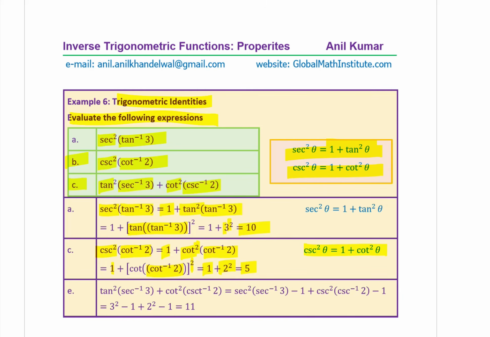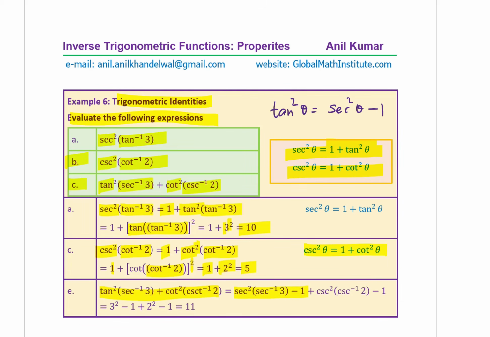Now let's do part C, which is tan square secant inverse 3 plus cot square cosecant inverse 2. So in this particular case, first I just copied the question. Tan square secant inverse 3. Now, tan square can be written as secant square minus 1, correct? So we can always write tan square theta as secant square theta minus 1, and that is what we did here.